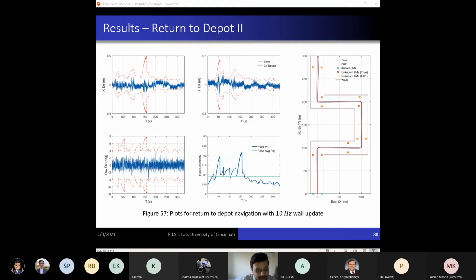Now, the interesting thing is, much like SLAM, during the return phase, due to the trajectory closure, that is revisiting known points and landmarks, the system behaves like an observable system. We can see that the associated uncertainty bounds decrease in time during the return phase.